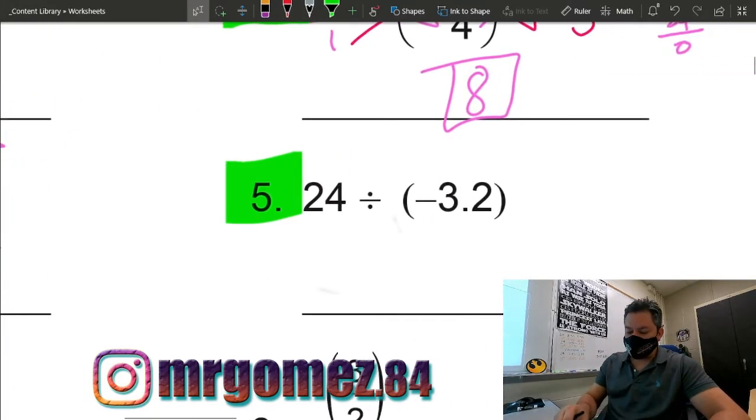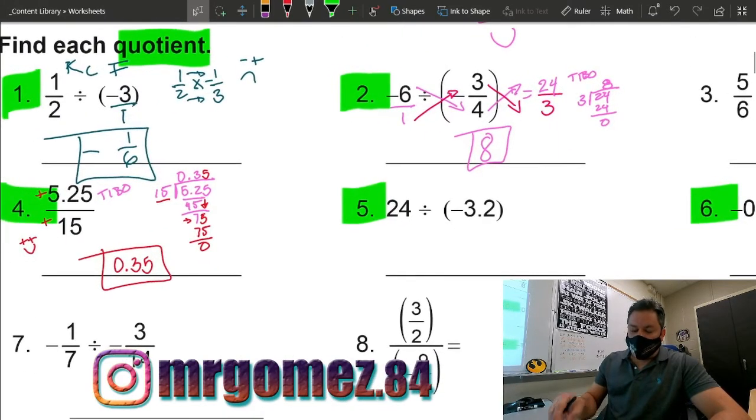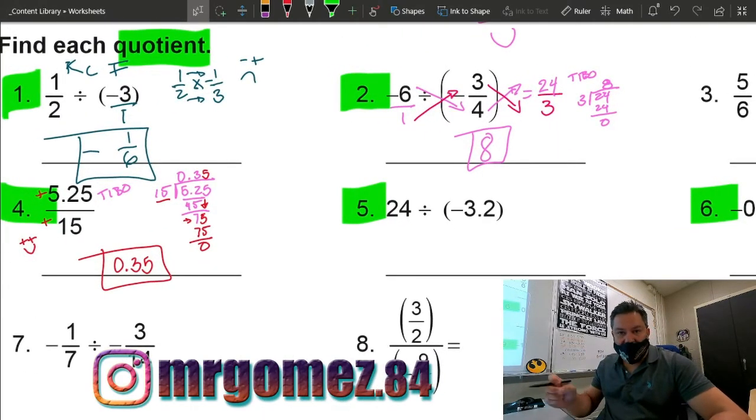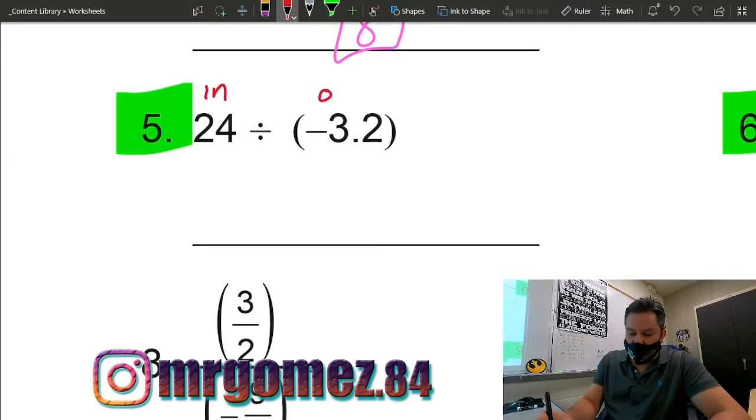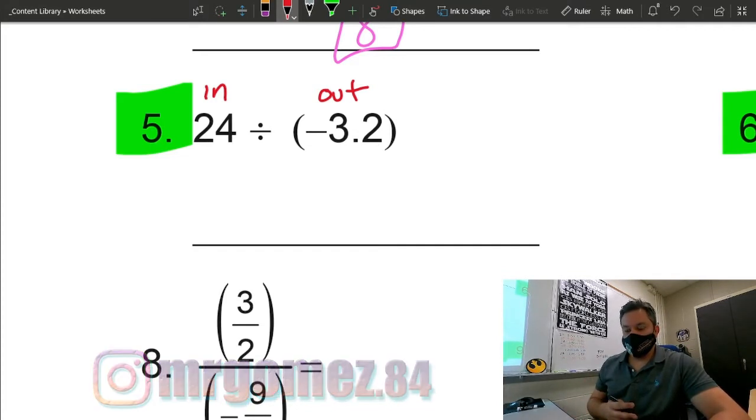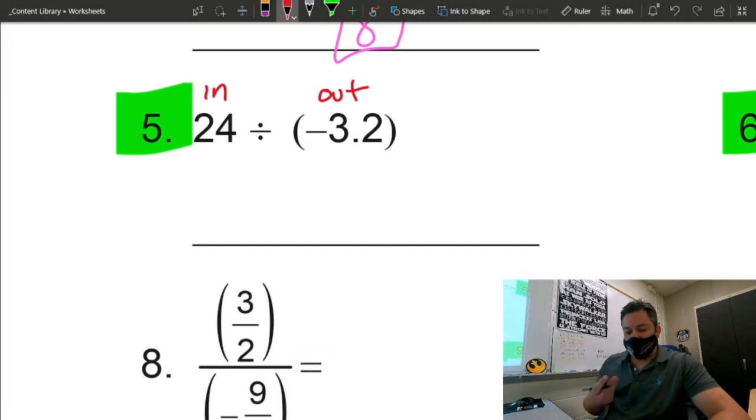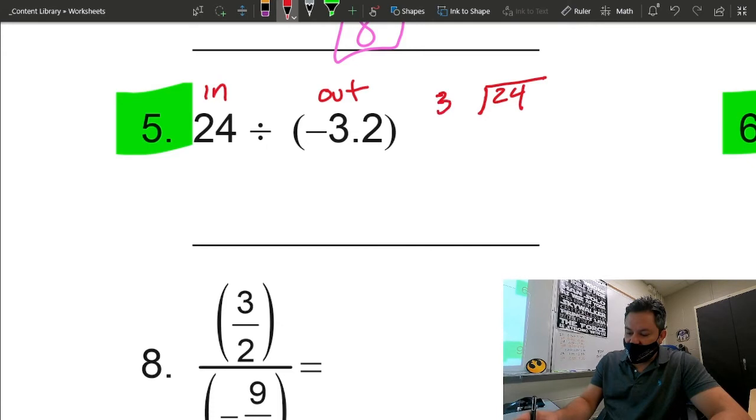Number 5. So in fractions, remember top in, bottom out. But if they're written horizontally like this, the first one always goes in, and the second one always goes out. First one in, second one out. Always. So now we're just gonna divide. Top in, bottom out, first one in, second one out. So 24 goes inside. The bottom is 3.2.